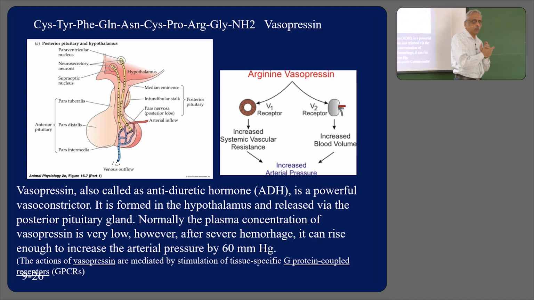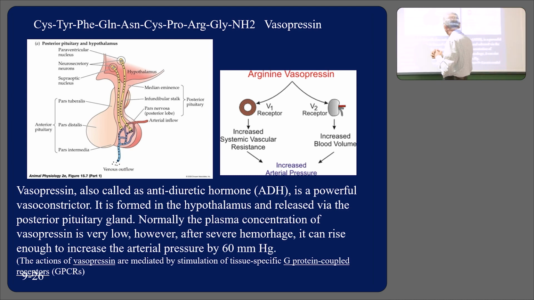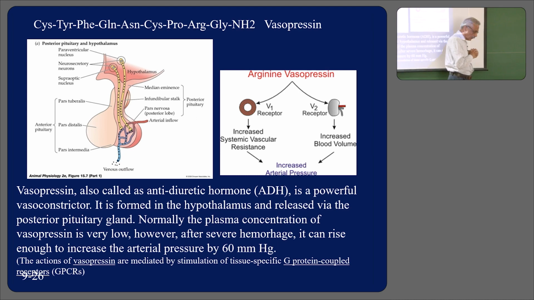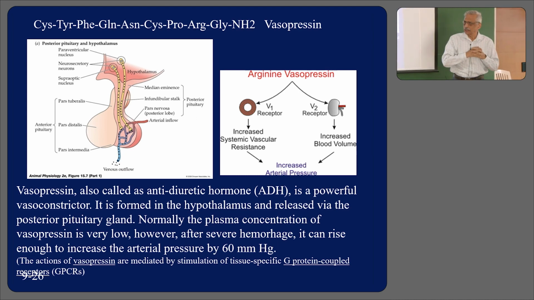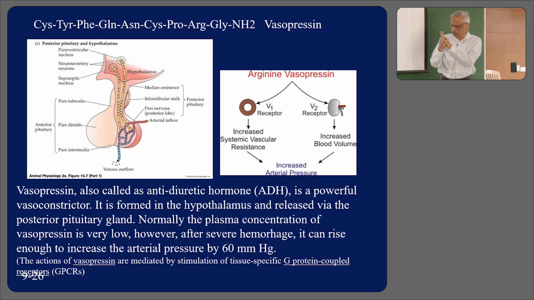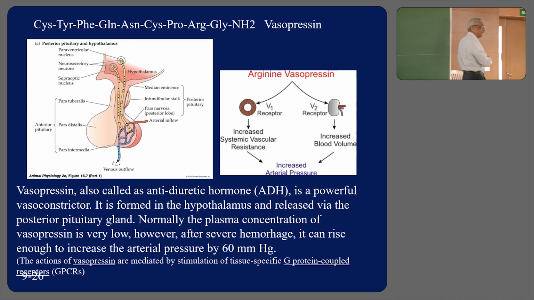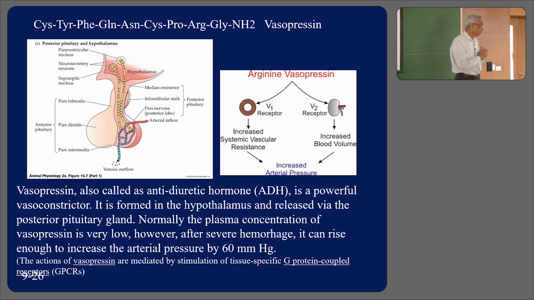Now why would this happen? This would happen because vasopressin is released in our system under two circumstances. One, when there is sudden loss of blood, you will get a lot of pouring of vasopressin. And secondly, if you are dehydrated, okay, you are moving out in the sun, you sweat and don't get water to drink.